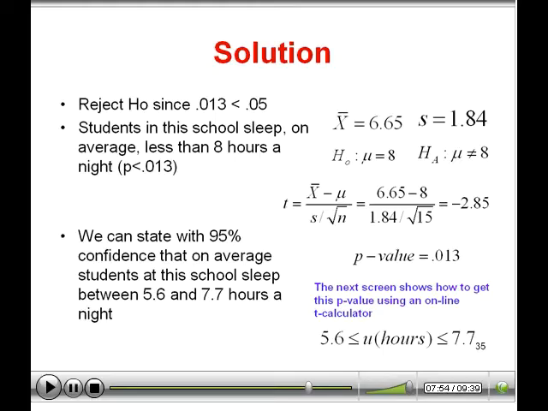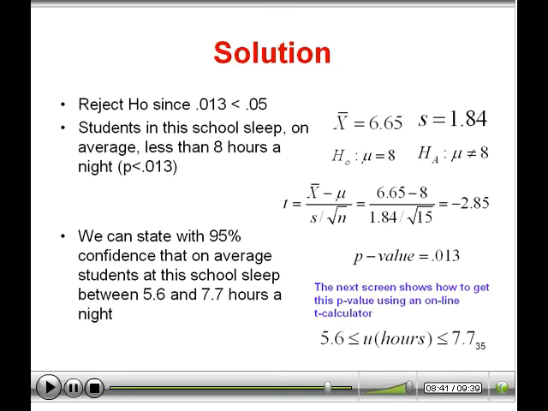Putting it all together, we conclude that the mean number of hours of sleep that children in this school get each night is less than 8 hours, and we are careful to include the p-value of 0.013. Following this up with a 95% confidence interval, we can further state that the mean number of hours that children in this school get for sleep each night is somewhere between 5.6 hours and 7.7 hours. Notice this interval contains values that are lower than the hypothesized 8 hours, so it is reasonable that we rejected the null hypothesis.